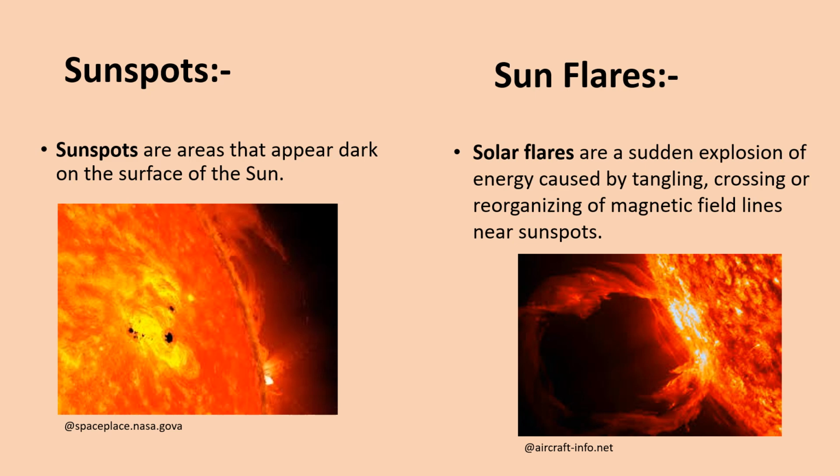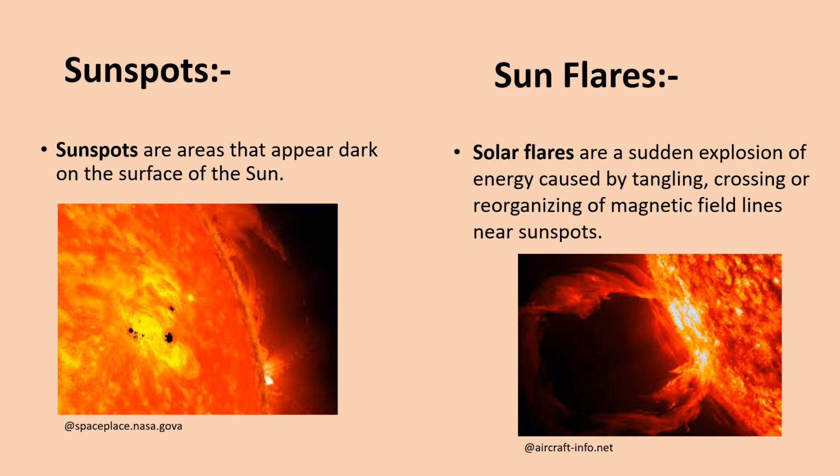The first event we are going to talk about is sunspots. Sunspots are basically the areas that appear dark on the surface of the sun. They appear dark because they are cooler than other parts of the sun's surface. They are cooler because the magnetic fields are particularly strong at those dark spots, and these magnetic fields are so strong that they keep some of the heat within the sun from reaching the surface.